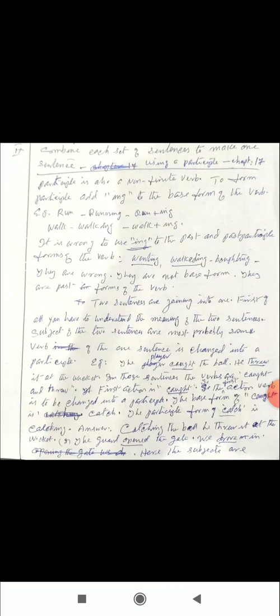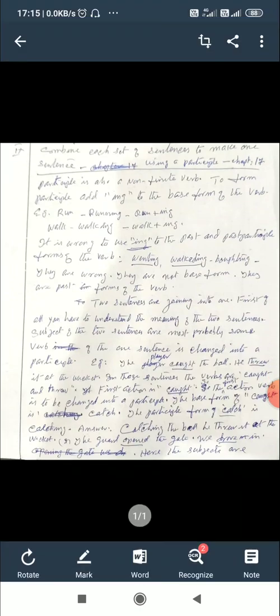There is another participle. It is called perfect participle. That is having plus past participle form of the verb. So these are the two participles we use to combine two sentences into one sentence.